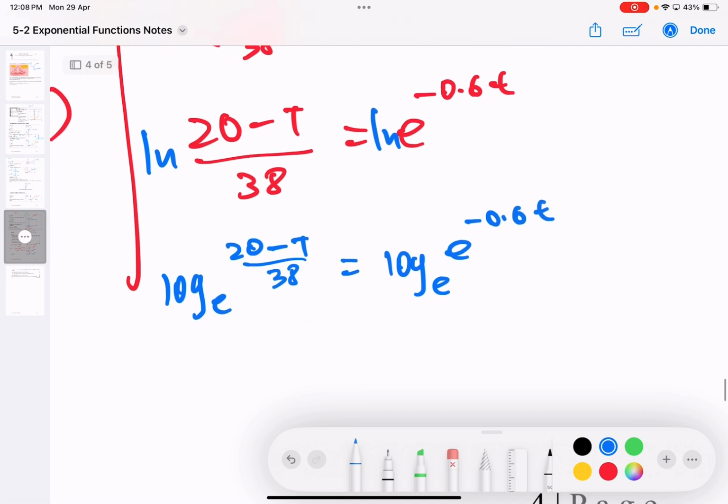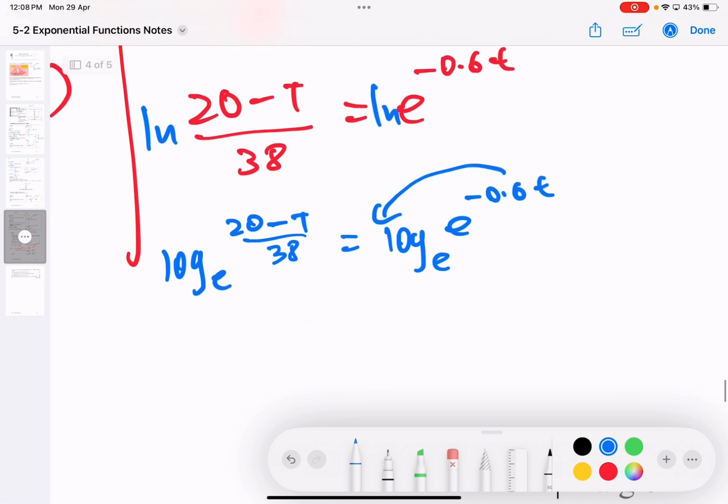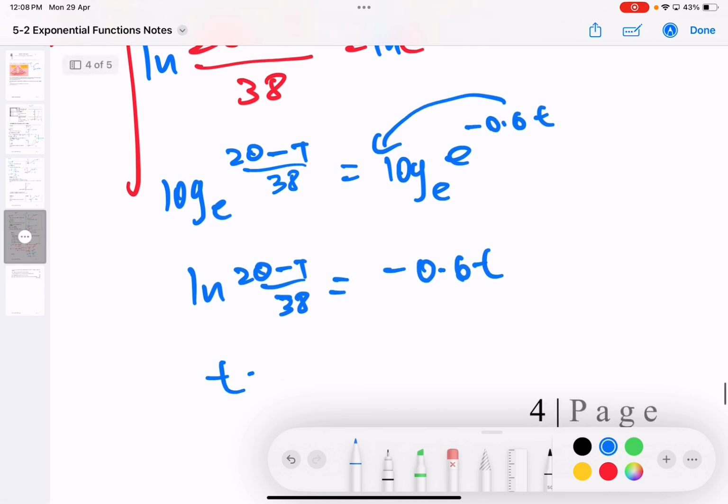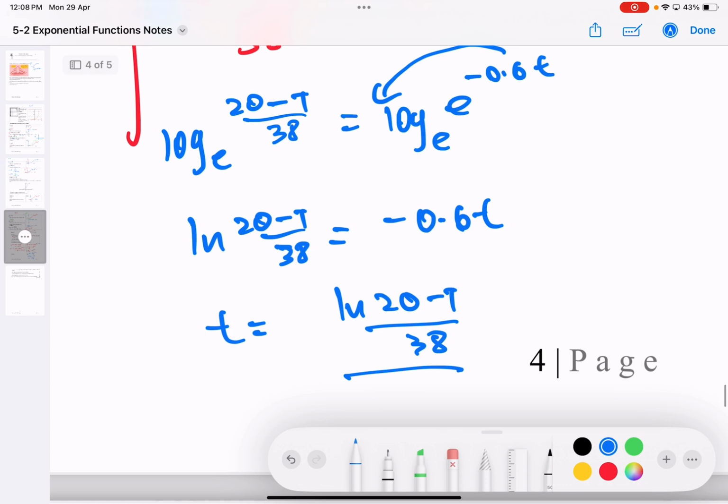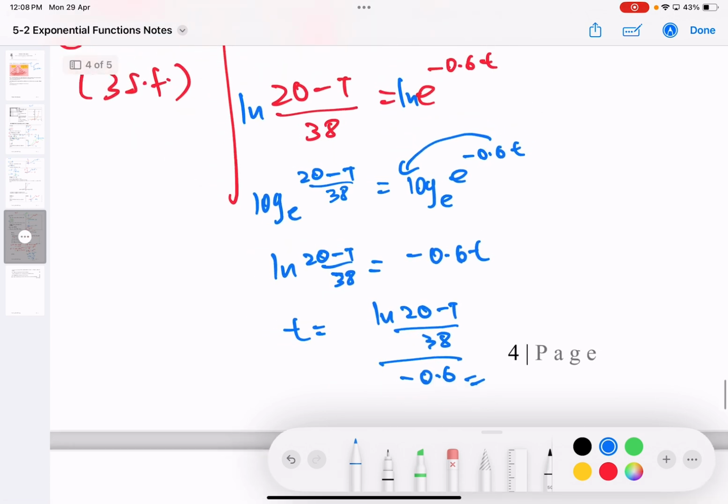So very quickly, this one I can bring it down. This is basically ln((20 minus T) over 38) is equal to negative 0.6t. So if I want to make t the subject, it is basically ln((20 minus T) over 38) divided by negative 0.6. We will continue in the next lesson.